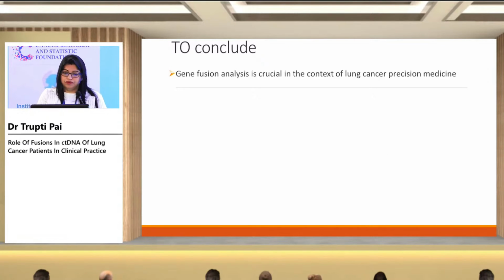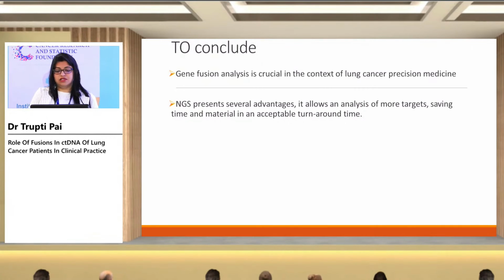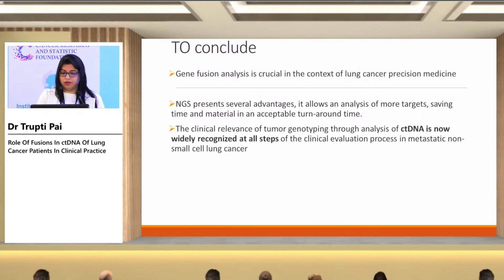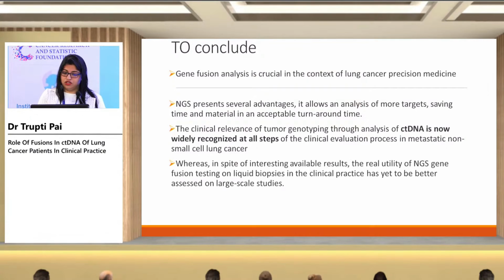So to conclude, gene fusion analysis is crucial in the context of lung cancer precision medicine. NGS presents several advantages, and it allows the analysis of more targets, saving time and material if the turnaround time is acceptable. So the clinical relevance of ctDNA is now well recognized in all stages of clinical evaluation.